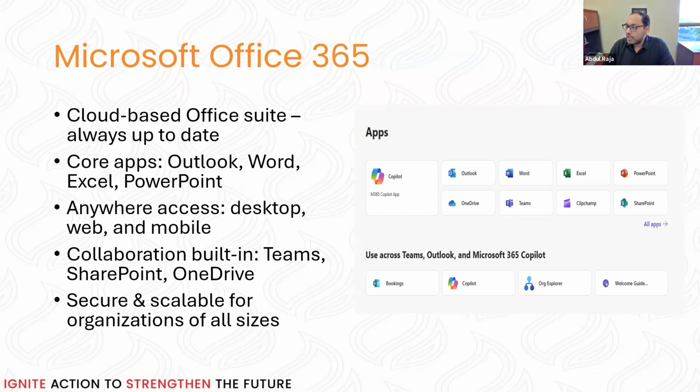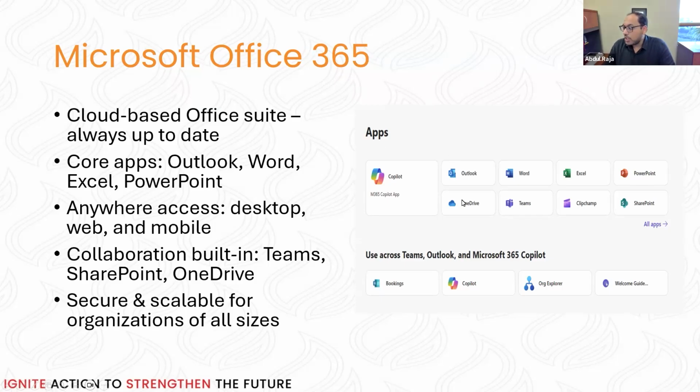But Microsoft 365 is a cloud-based suite which is always up to date. It has the core apps: Outlook, Word, Excel, PowerPoint. You can access it anywhere, on your desktop, on the web, on mobile. It collaborates, with built-in Teams, SharePoint, and OneDrive. So there are collaboration tools available, the core applications available, and the most important thing is that it's secure and scalable for organizations of all sizes.